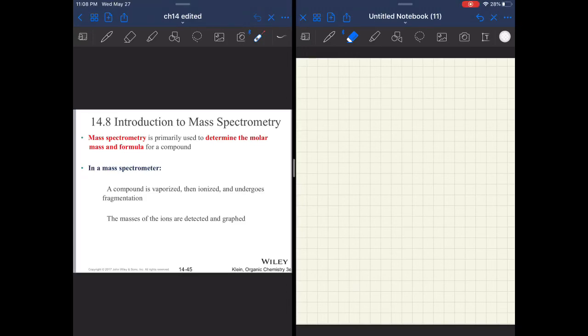In this video, we're going to talk about mass spectrometry. It's a little bit different than spectroscopy. We're not focusing on light's interaction with matter in the same way, but it is an important technique for characterization because it allows you to determine molar mass. Right? So mass spec helps us to determine molar mass.